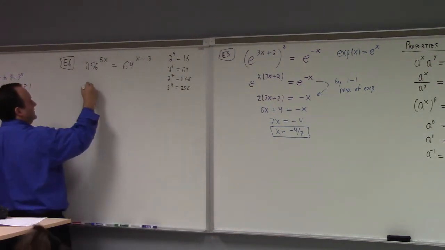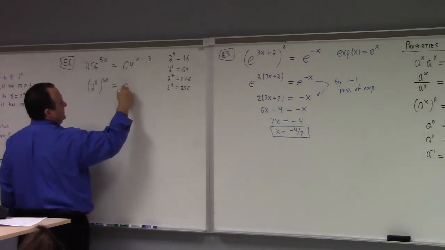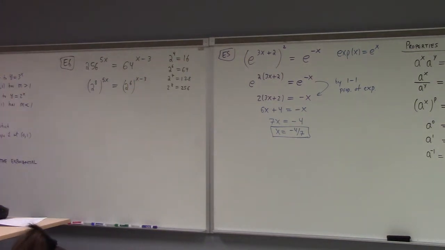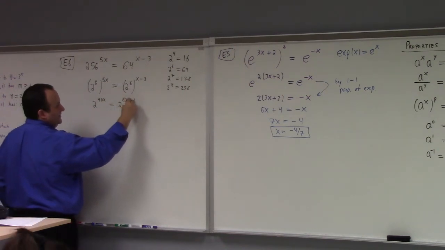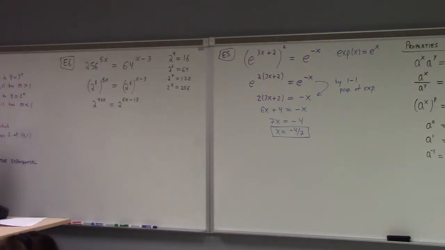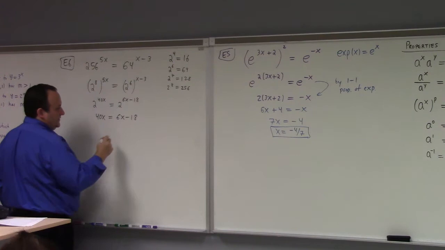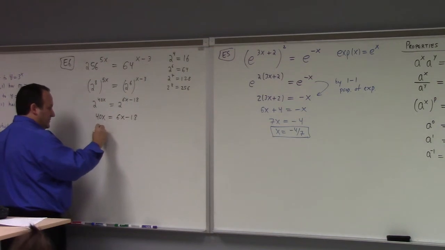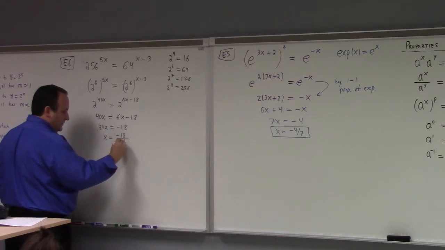So this is 2 to the 8th raised to the 5x power, right? And 64 is 2 to the 6th raised to the x minus 3 power. So I can rewrite this as a 2 to the something problem, right? And so I have 2 to the 40x equals 2 to the 6x minus 18. Then by the one-to-one property of the exponential, this gives me 40x equals 6x minus 18, right? Which then we can solve. So we've got 34x equals minus 18, which gives me x equals minus 18 over 34.